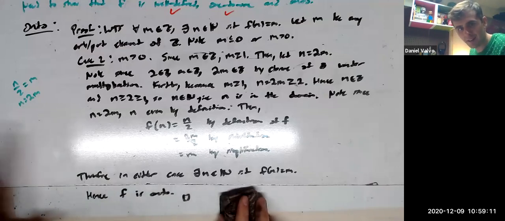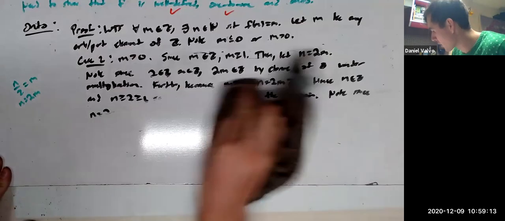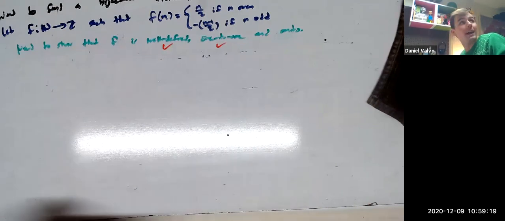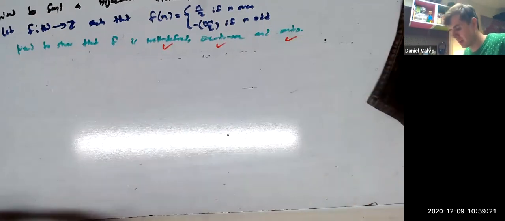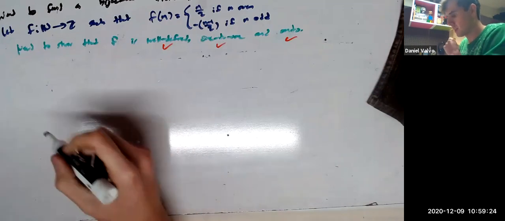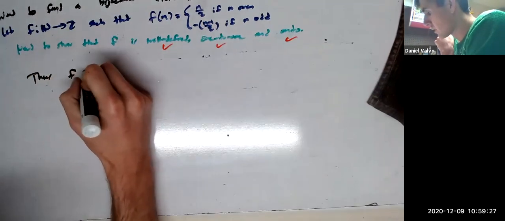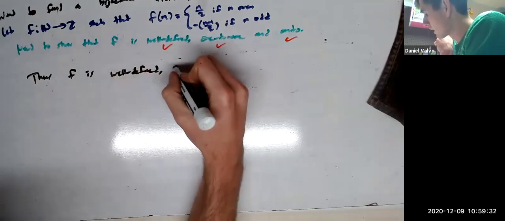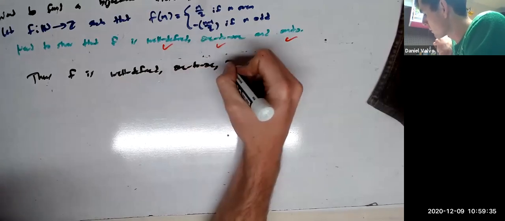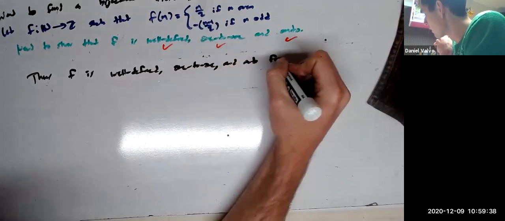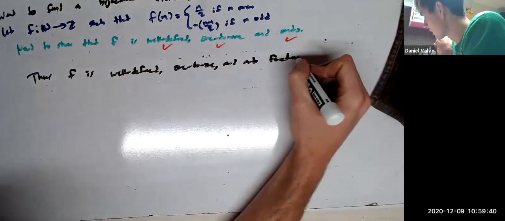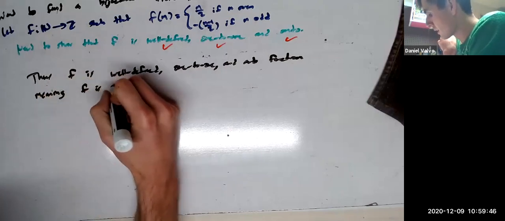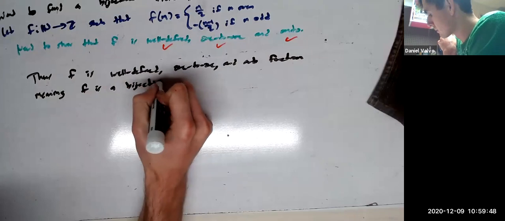Let that marinate. But remember, from like 1,000 years ago, we proved that f was already one-to-one and well-defined. Thus, f is well-defined, one-to-one, and an onto function, meaning f is a bijection.